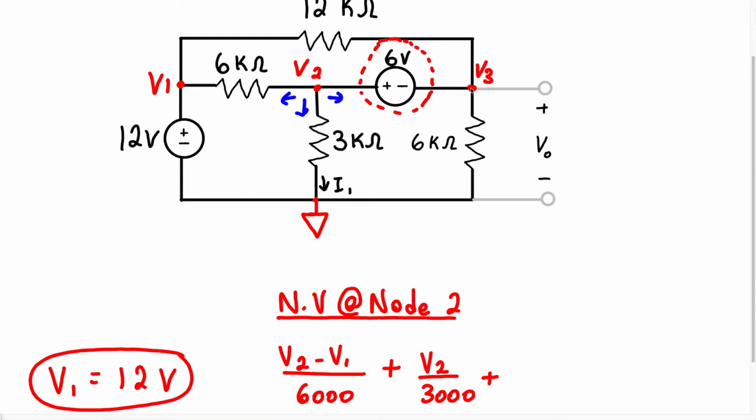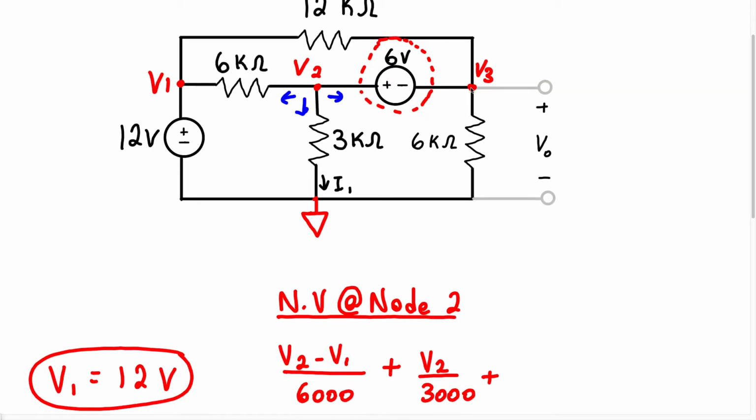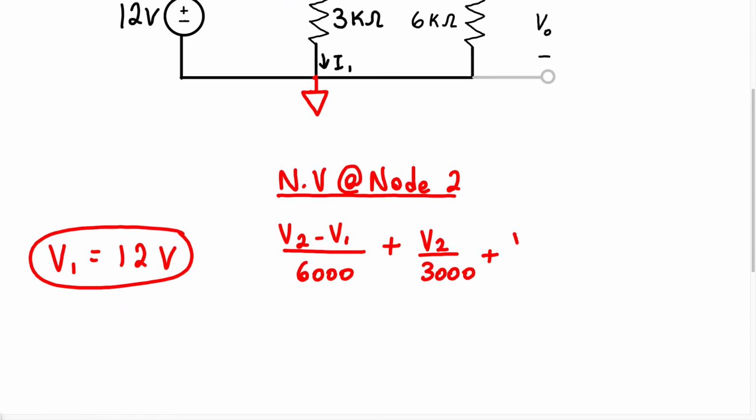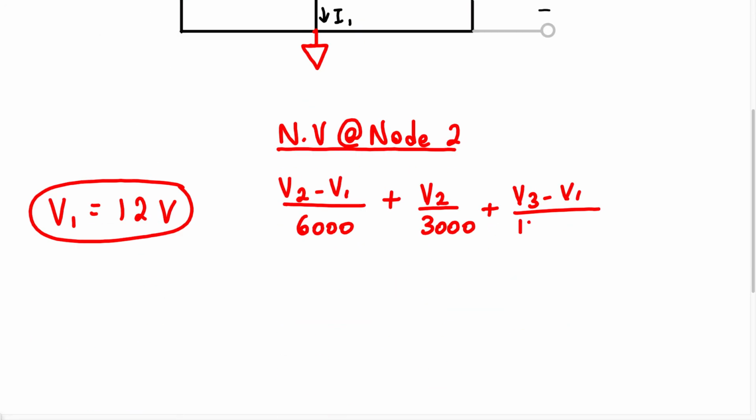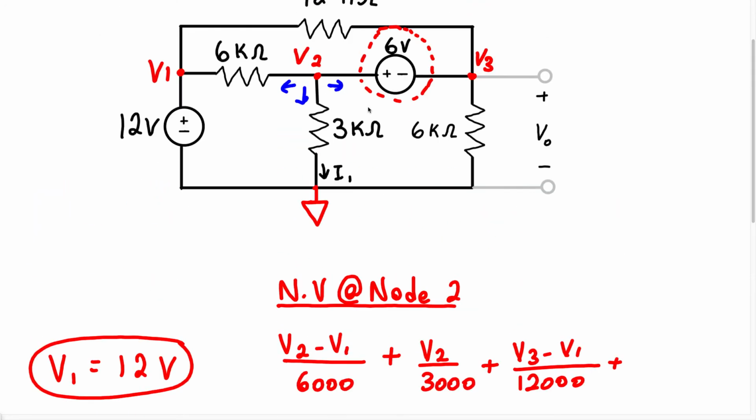We're going to continue to write node voltage equations for node 3, which is the second node that this voltage source is connected to. So we're going to take the voltage difference between V3 and V1. That's V3 minus V1, and the resistance is 12,000, plus we're going to have a current flowing in this direction as well, and that's going to be V3 over 6,000. I'm not going to use this voltage VO because it's just going to introduce another variable. I'm just going to stick to the variables I'm already using. So I'm just going to say V3 over 6,000. Do not let these problems scare you.